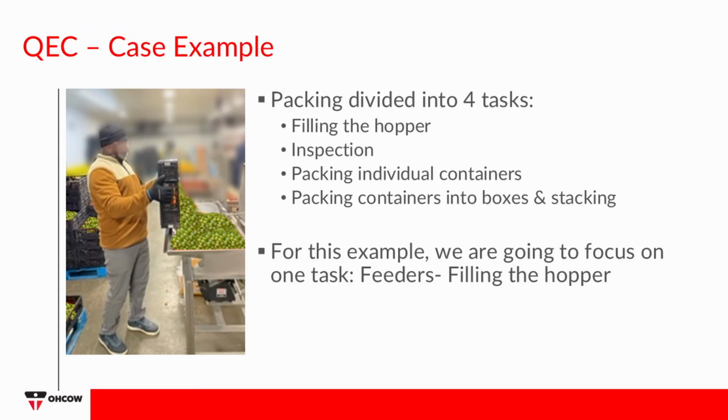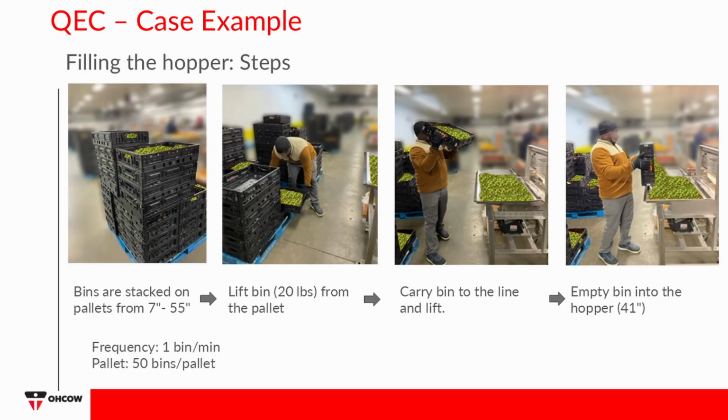Now, let's evaluate a job that involves 4 tasks: filling the hopper, inspection, packing individual containers, and packing containers into boxes and stacking. For this example, we'll focus on one task: filling the hopper. Filling the hopper involves lifting bins of product from a pallet, with heights ranging from 7 inches to 55 inches off the floor. The worker lifts a 20-pound bin from the pallet, then carries it and lifts it again to empty the product into the hopper.